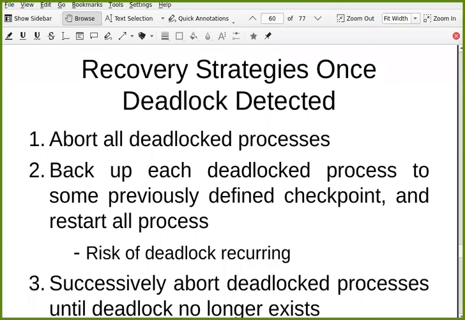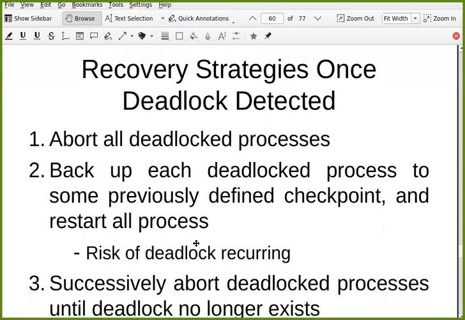Okay, our job is to make sure that there is no deadlock. And what we are doing, we are allowing processes to get into the deadlock, and after that we are detecting. But how does it help? So of course there is some recovery strategy. If deadlock is detected, then do some recovery strategy. And what are those recovery strategies? Abort all deadlock processes, whichever processes are in deadlock, just abort those processes. That is one thing. And back up each deadlock process to some previously defined checkpoint and restart all processes.